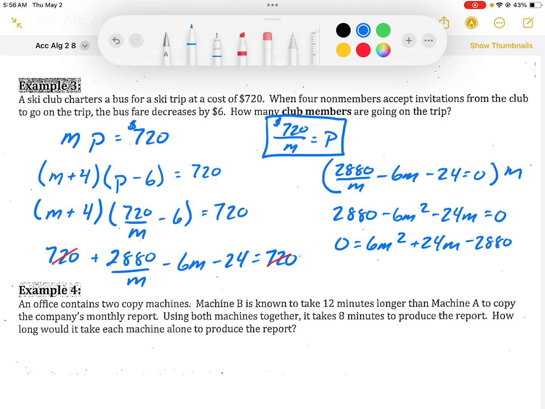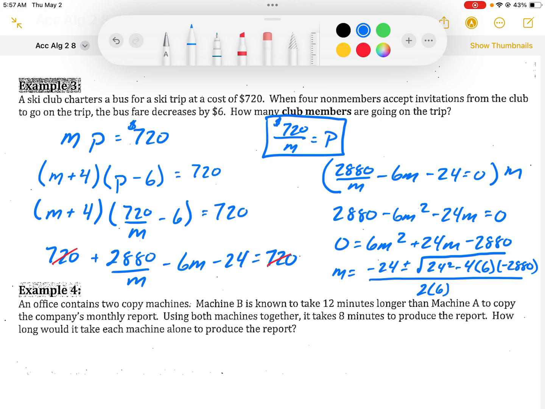And now we're going to use the quadratic formula to solve for M. So when we do that, we're going to have M equals negative 24 plus or minus the square root of 24 squared minus 4 times 6 times negative 2880, all divided by 2 times 6.